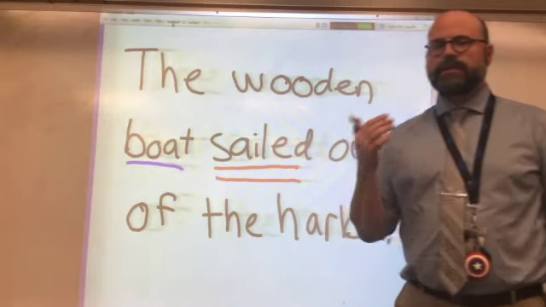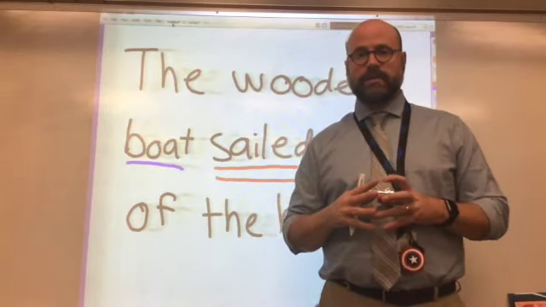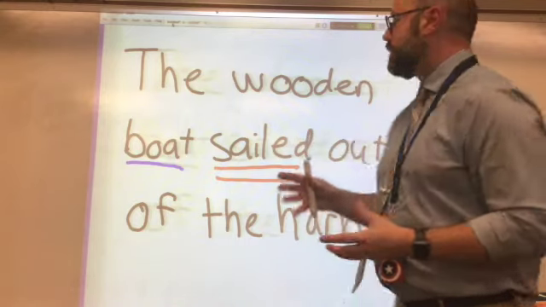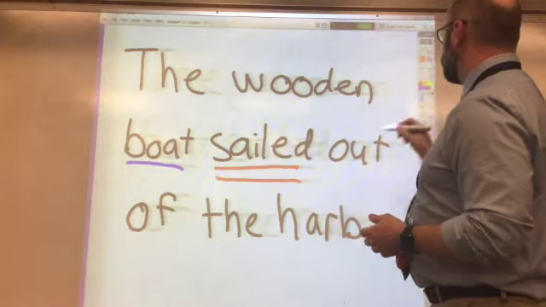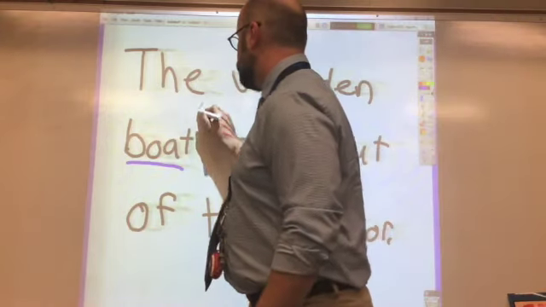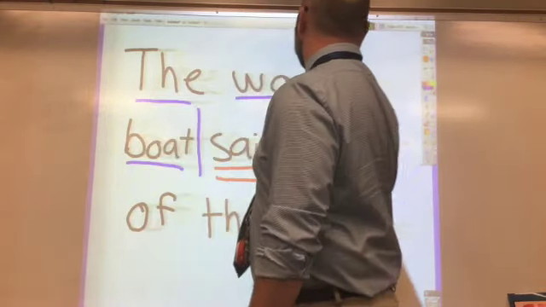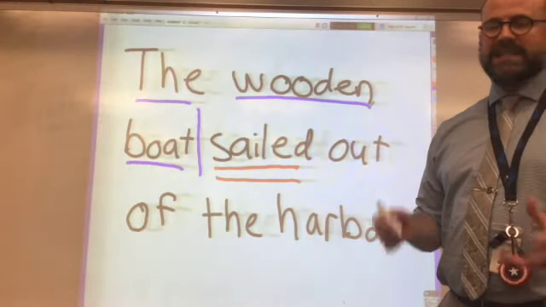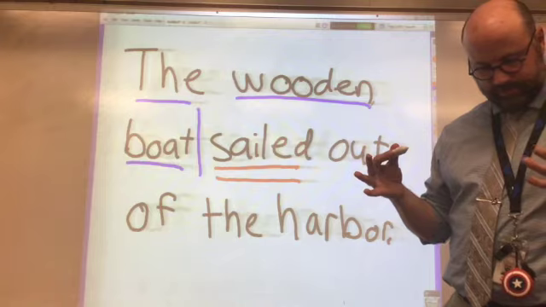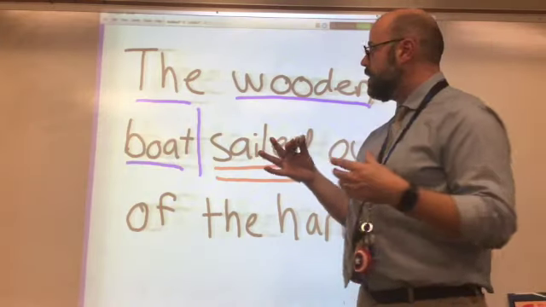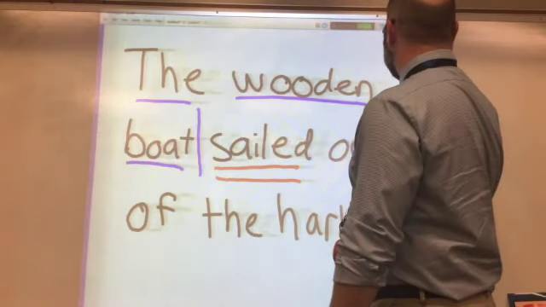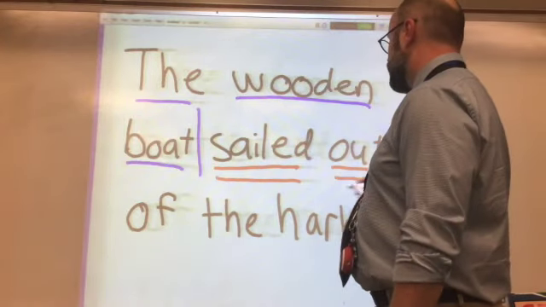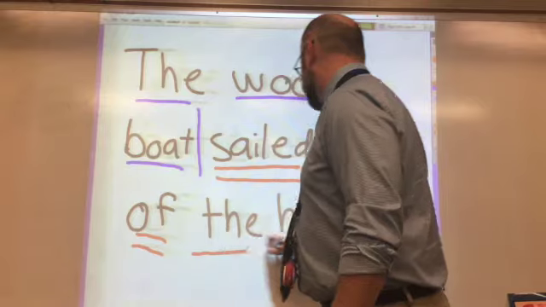But we're going to stop and we're going to talk about complete subjects and complete predicates now. A complete subject is everything about the subject. The wooden boat. It's describing the wooden boat. Complete predicate is the same idea. It's everything about the predicate. Sailed out of the harbor.